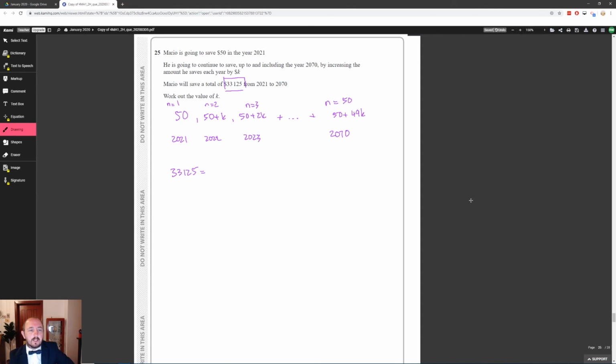33125. So we can use our sum formula, which is 50 over 2 brackets 2 lots of the first term plus n minus 1, and the common difference between each of these is k. So we can do 33125 divided by 25 will clear this, and we get 100 plus 49k. 33125 over 25 is 1325.